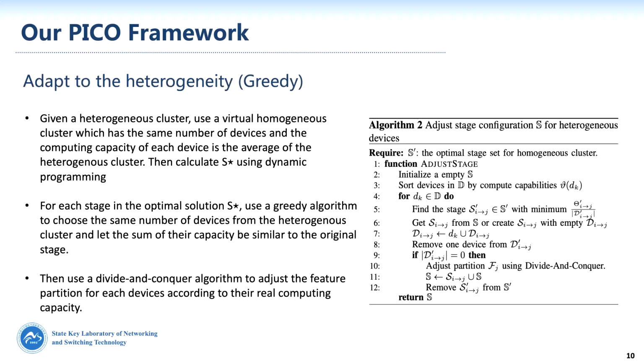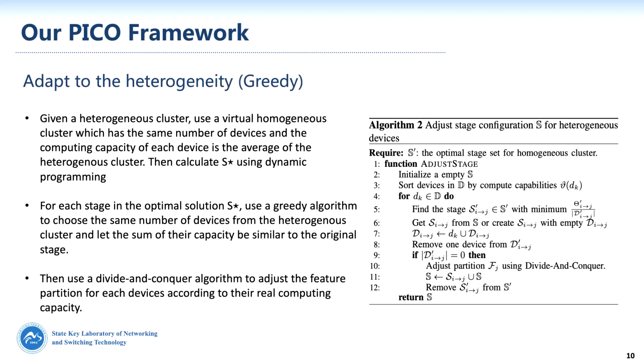Here we show how to adapt the solution of dynamic programming to a heterogeneous cluster. Given a cluster, first we need to build a virtual homogeneous cluster which has the same number of devices, and the communication capacity of each device is the average of the heterogeneous cluster. Then calculate S star using dynamic programming.